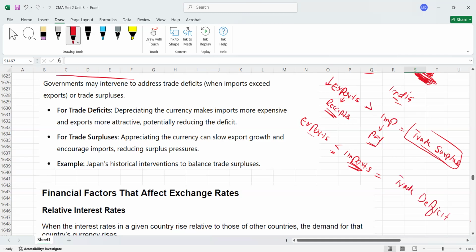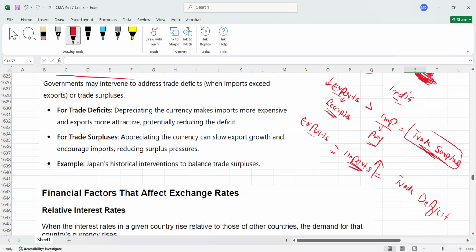And if you want to remove trade deficit, then you have to increase the imports, right? Generally, that is what you can do. I can say it the other way around also. If you want to remove the trade surplus, you can either decrease the exports or increase the imports, right? It's the same thing, but I'm saying it from one side only.